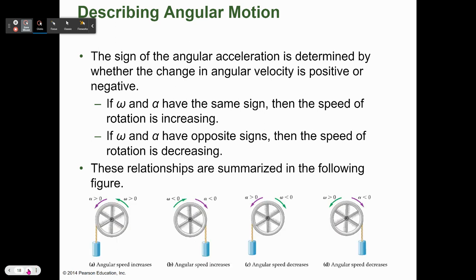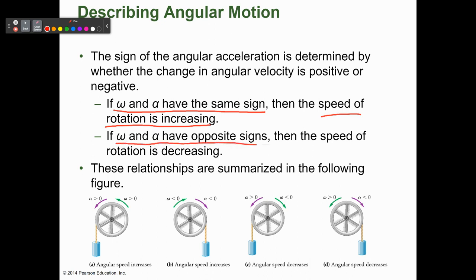We're almost finished with this section. Probably going to split this up into several videos, but all right, so the sign of the angular acceleration again determines whether the velocity is positive or whether it is negative. So if angular velocity and angular acceleration have the same sign, then the speed of that rotation is increasing. It's spinning faster and faster. If the angular velocity and angular acceleration have opposite signs, that means that the speed is decreasing. That means it's spinning slower and slower, and eventually it will stop.